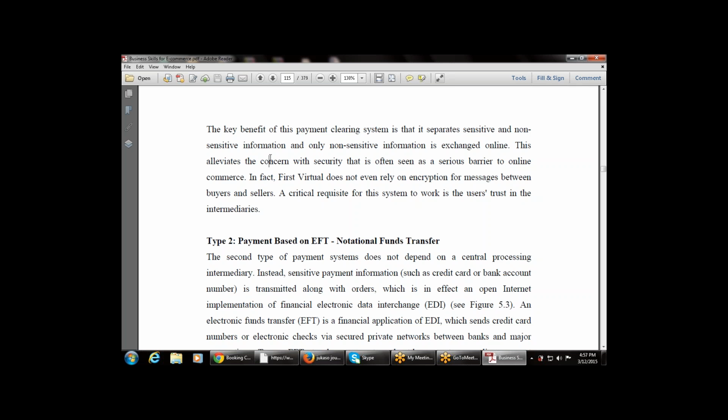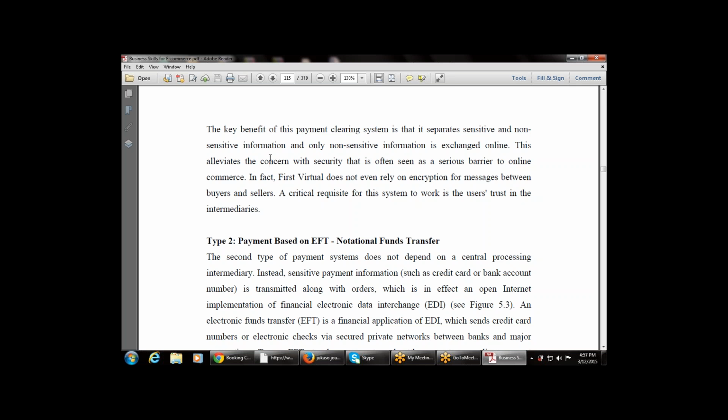What is the limitation? The limitation is the user's trust in the intermediaries. Yes, this is the fact, because if the buyer and seller do not trust the intermediary, how is that possible? Intermediaries are the ones who know each and every bank's information and credit card information. Every personal detail or piece of information about the account is taken care of by the intermediary. So if they do not trust each other, then this system is not applicable.